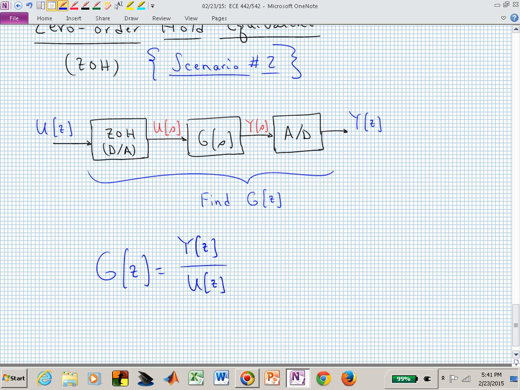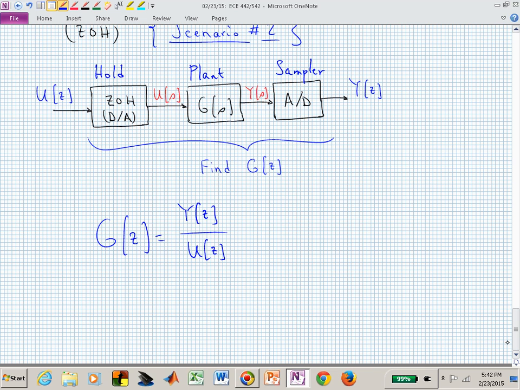Let's then look at these three pieces. We have the hold, we have the plant, and we have the sampler in this block diagram, and we want to examine each of those three pieces and put them all together so that we know how to produce this capital G of z if somebody gives us a transfer function G of s.